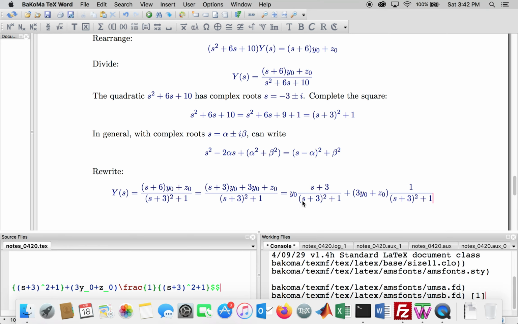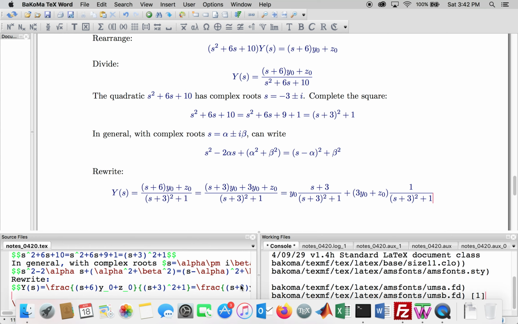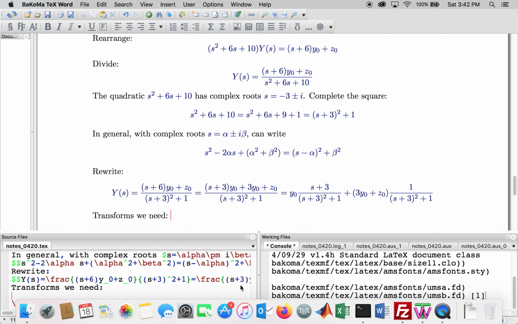So the idea is I want whatever shifted S factor I have down below, I want the same up top, if there's any linear term involving S, or a constant. So both of these would be easy enough to transform back. So here are the transforms that we're going to need. They're a little different from the last example.